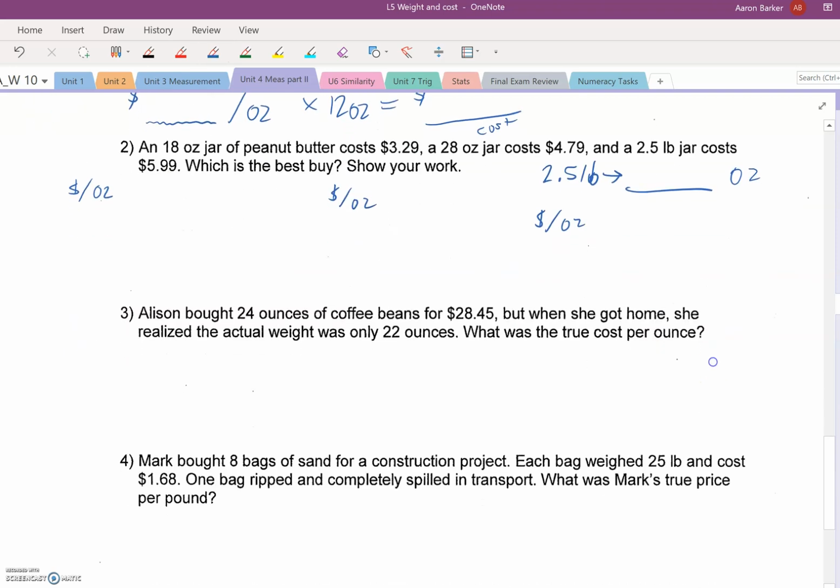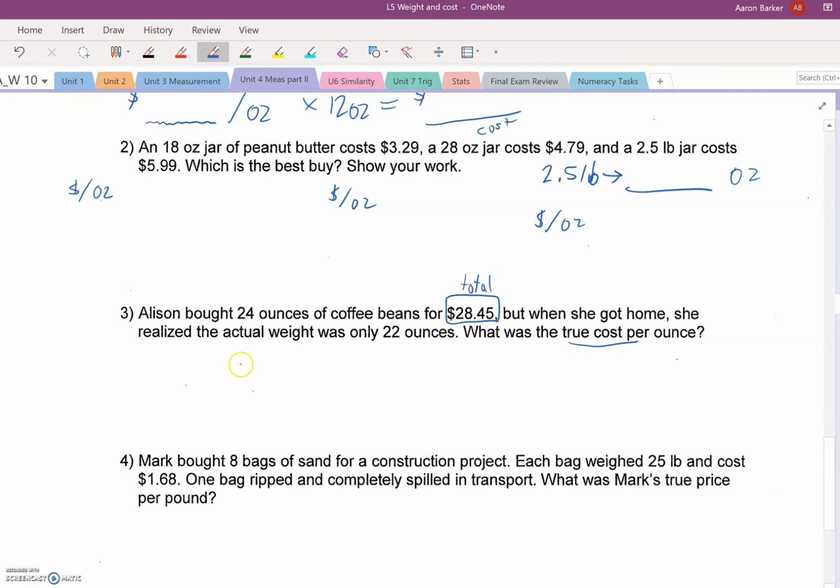Okay, good. So to figure out the true cost per ounce, so what you're going to do is subtract. Okay, no, sorry. She bought 24 ounces of coffee beans for $20.45. Now this is your total. Okay, so it's a little bit different than the example we did up above. That was how much per ounce, and we had to multiply it to figure out the total.